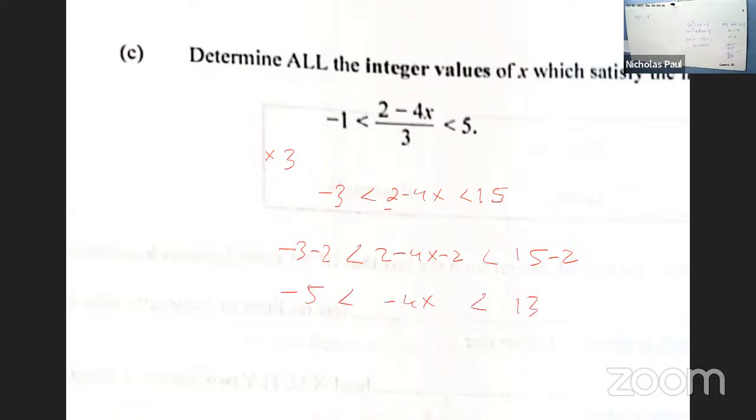All right, step number one. Watch it here. Step number one, multiply everything by 3. So you'll get minus 3 is less than 2 minus 4x is less than 8. You can't change the middle. What's the next step? Subtract 2 everywhere. So I'm doing it the long way for you. So you'll get minus 5 is less than minus 4x is less than 13.